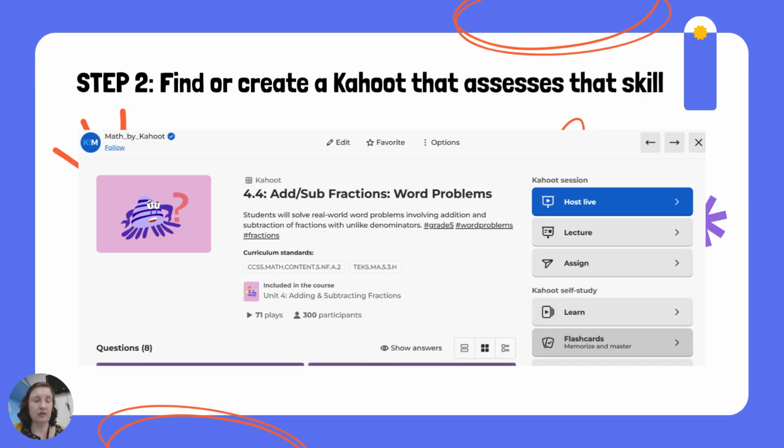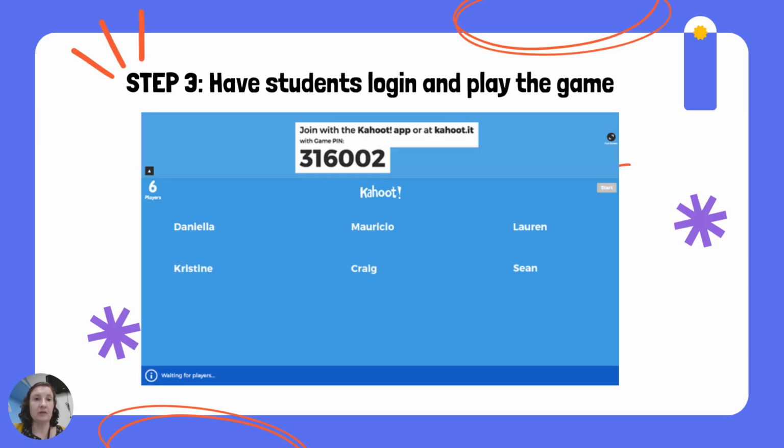The next step would be to go to Kahoot and find an assessment that is already made. Like this one, I chose adding, subtraction, fraction word problems. And then step 3 would be to have the students log in and play the game.